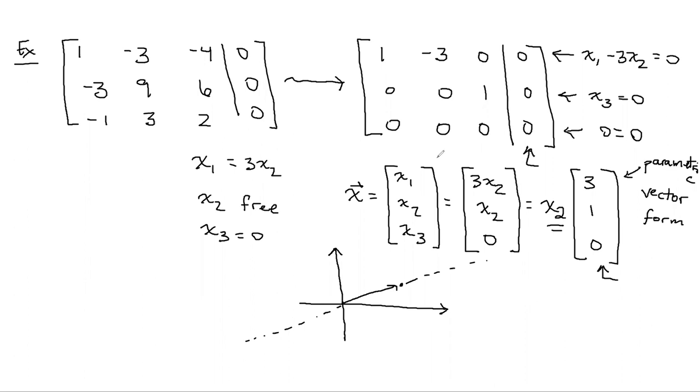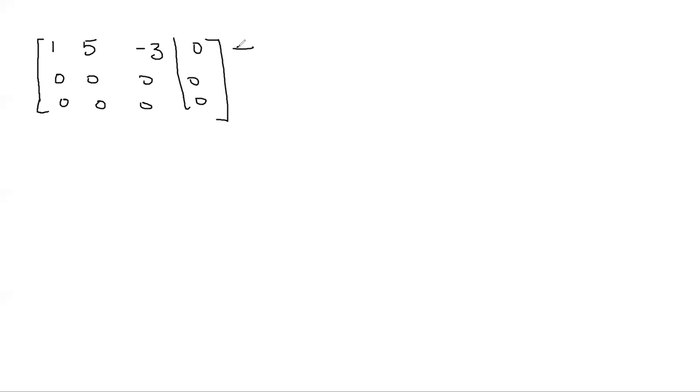So this is an example of what happens when we have one free variable. Let's take a look at what happens when we have more than one free variable. So I'll go ahead and give you this example already put into reduced row echelon form. So let's say we have a system that in reduced row echelon form looks like this. So if we write out what our rows tell us, this row tells us that x1 plus 5x2 minus 3x3 equals 0, and x2 and x3 are going to be free.